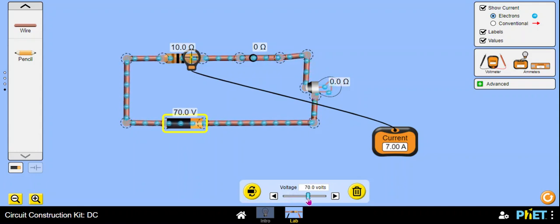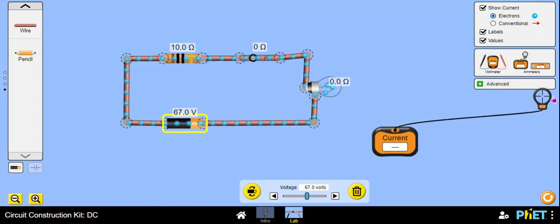You can see what's happening. There's an increase. Okay, so that's for this.